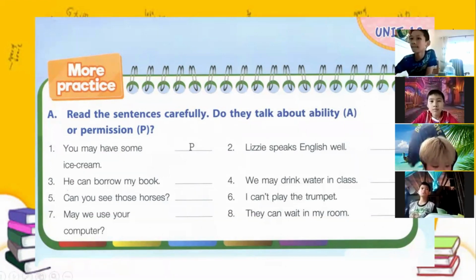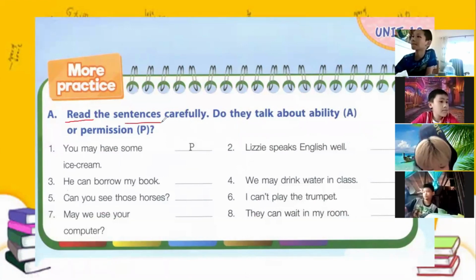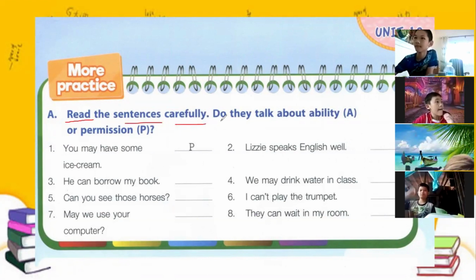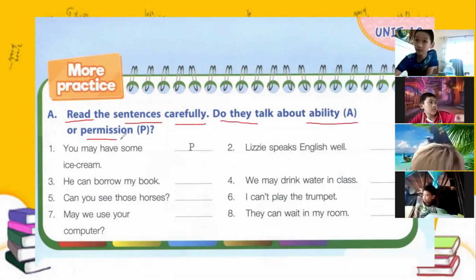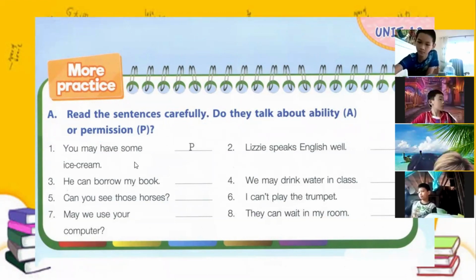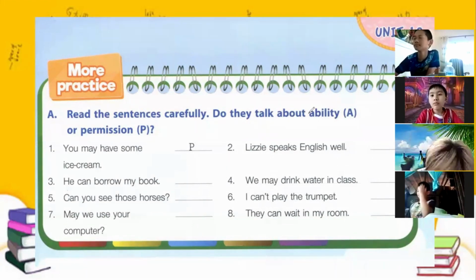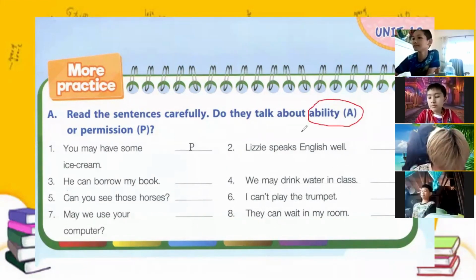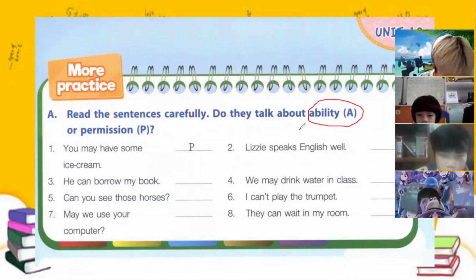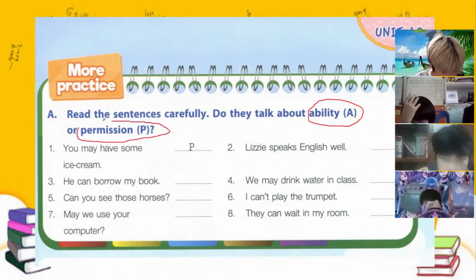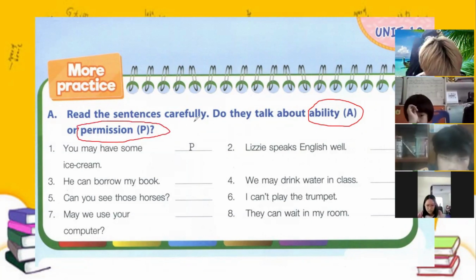So the practice here is about what we have to do. We have to read sentences carefully. Do they talk about ability or permission? We have to read each sentence carefully to see whether they are talking about ability or permission. I already told you, students, ability. What does it mean by ability? If a person can do something, he has a skill, he has the ability. And permission is when you want to do something, but you need to ask someone to do that.